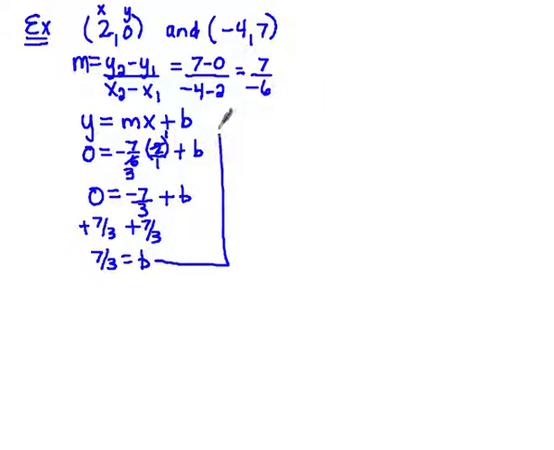Again, not the end of the story. So we have y equals mx plus b. So we have y equals negative 7/6 x plus my b, which is 7/3. So we have y equals negative 7/6 x plus 7/3. Let me do another one of those.